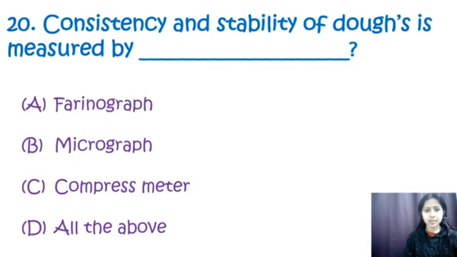Number 20. Consistency and stability of dough is measured by: A farinograph, B micrograph, C compressimeter, and D all of the above. So the correct option is A, farinograph.